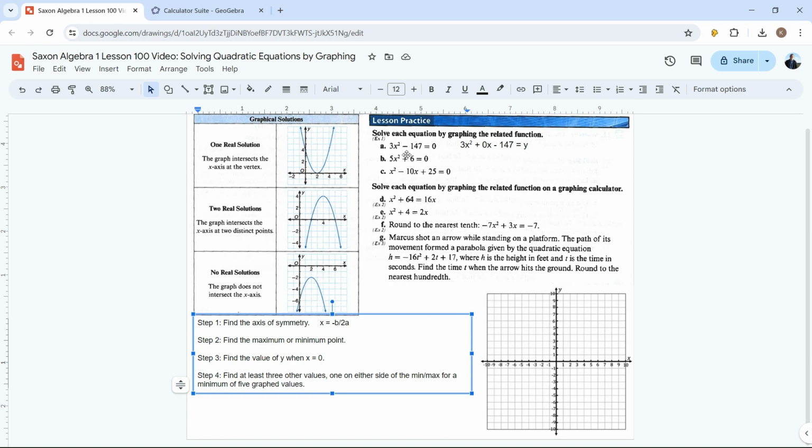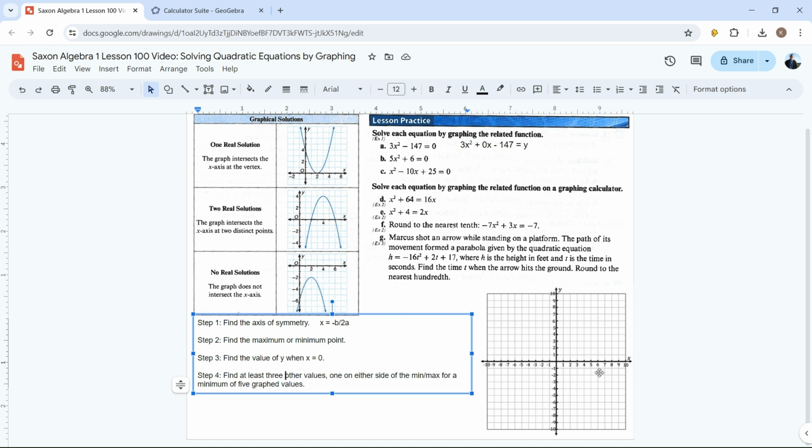Let's try 3. 3 squared is 9. 3 times 9 is 27. 27 minus 147, still way off my graph, okay? Let's keep going. 4. 4 squared is 16. 3 times 16 is 48. And then 48 minus 147 is negative 99. I'm getting closer. Let's try 5. 3 times 5 squared. 5 squared is 25. 3 times 25 is 75. 75 minus 147, that's really close to negative 75. I'm getting there. Let's try 6.